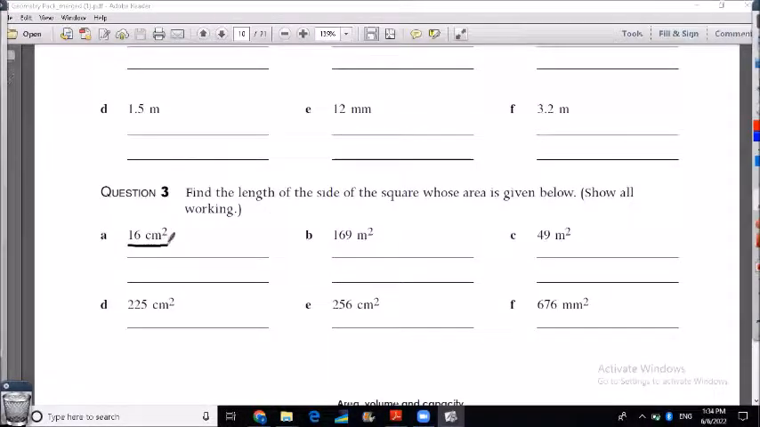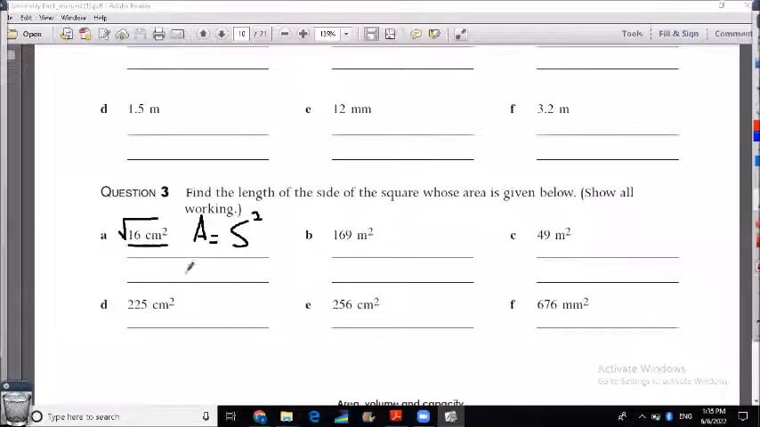They're saying the area is 16 centimeters squared. What's the length of one side? Oh, and now we get the square root of 16. So here they're saying A equals S squared, right? Area of a square is the length of the side squared. We need to find S.